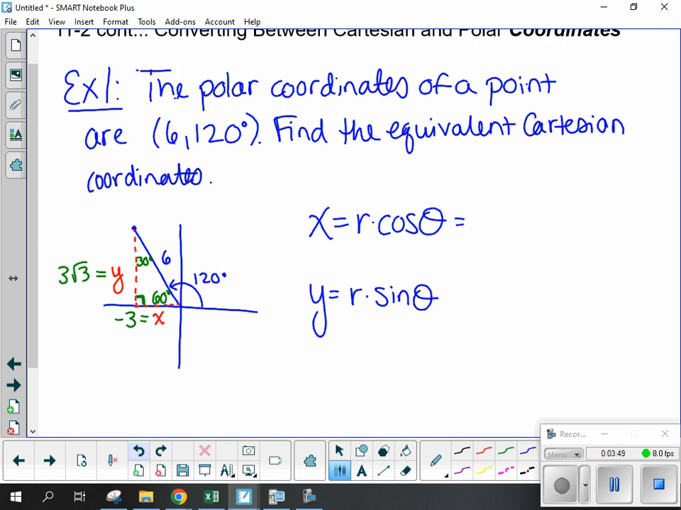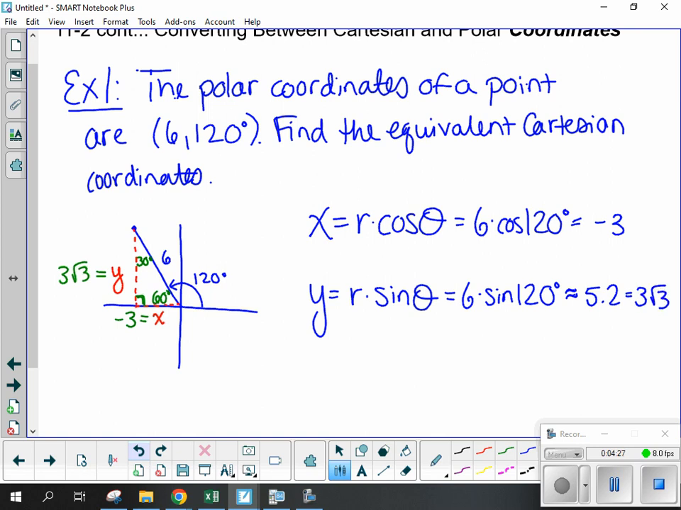So this would be 6 times cosine of 120. Honestly, you could put that right in the calculator. It will even correct the plus or minus sign for you. That's negative 3. 6 times sine of 120 for our y value. Now, the calculator is not going to give you an exact value, so that's where we could be locked in on what method we have to use. If it says find the exact Cartesian coordinates, then you really have to use the special right triangles. The calculator is going to give you about 5.2, but that is 3 times the square root of 3.